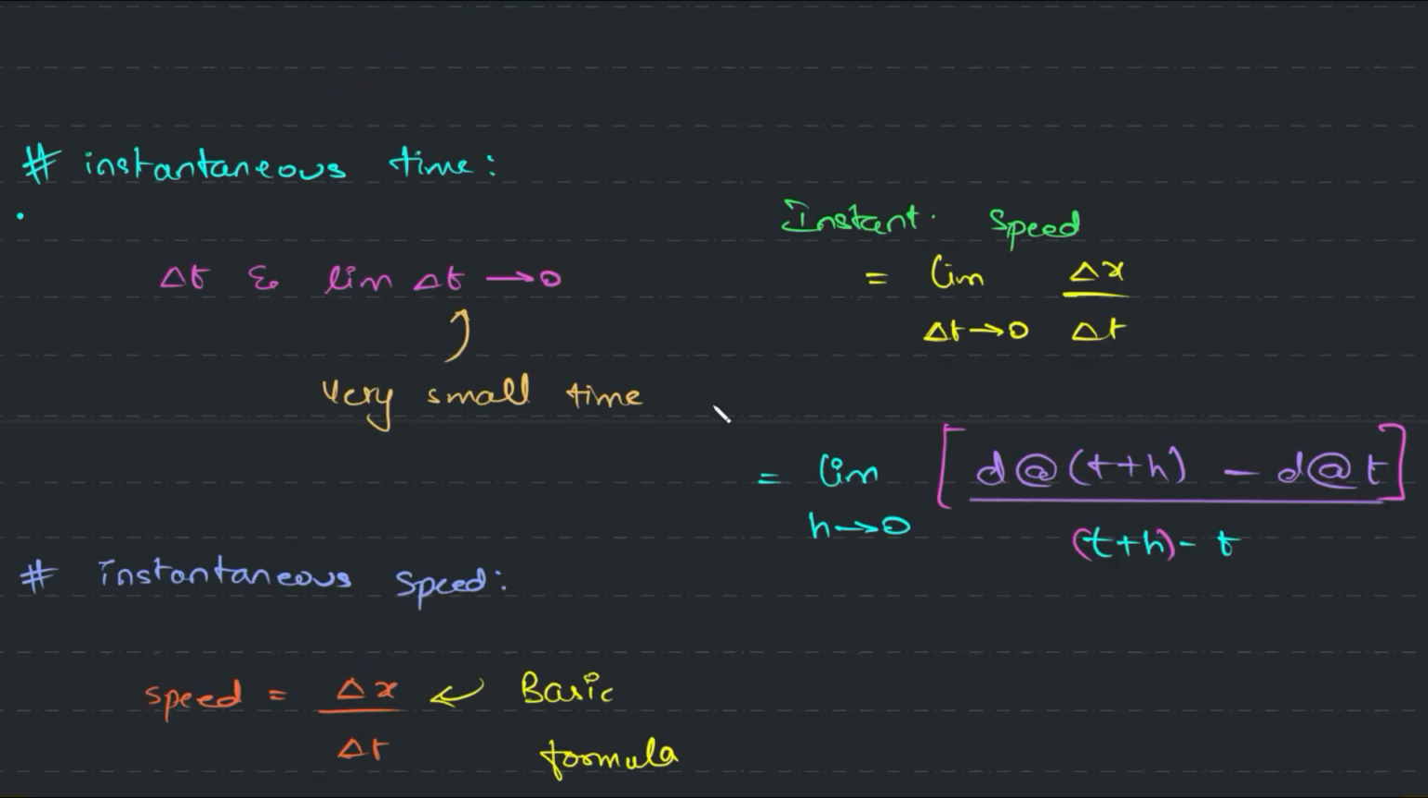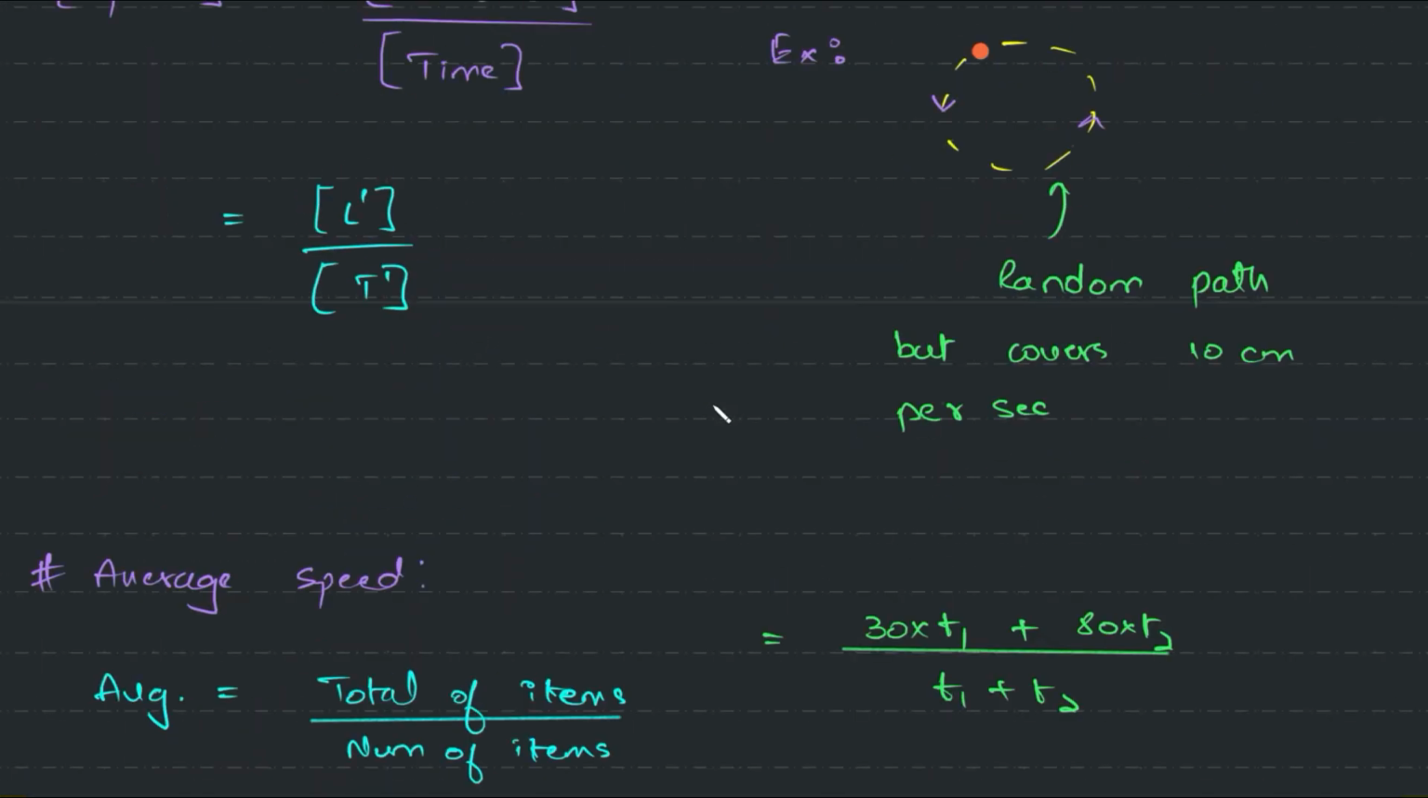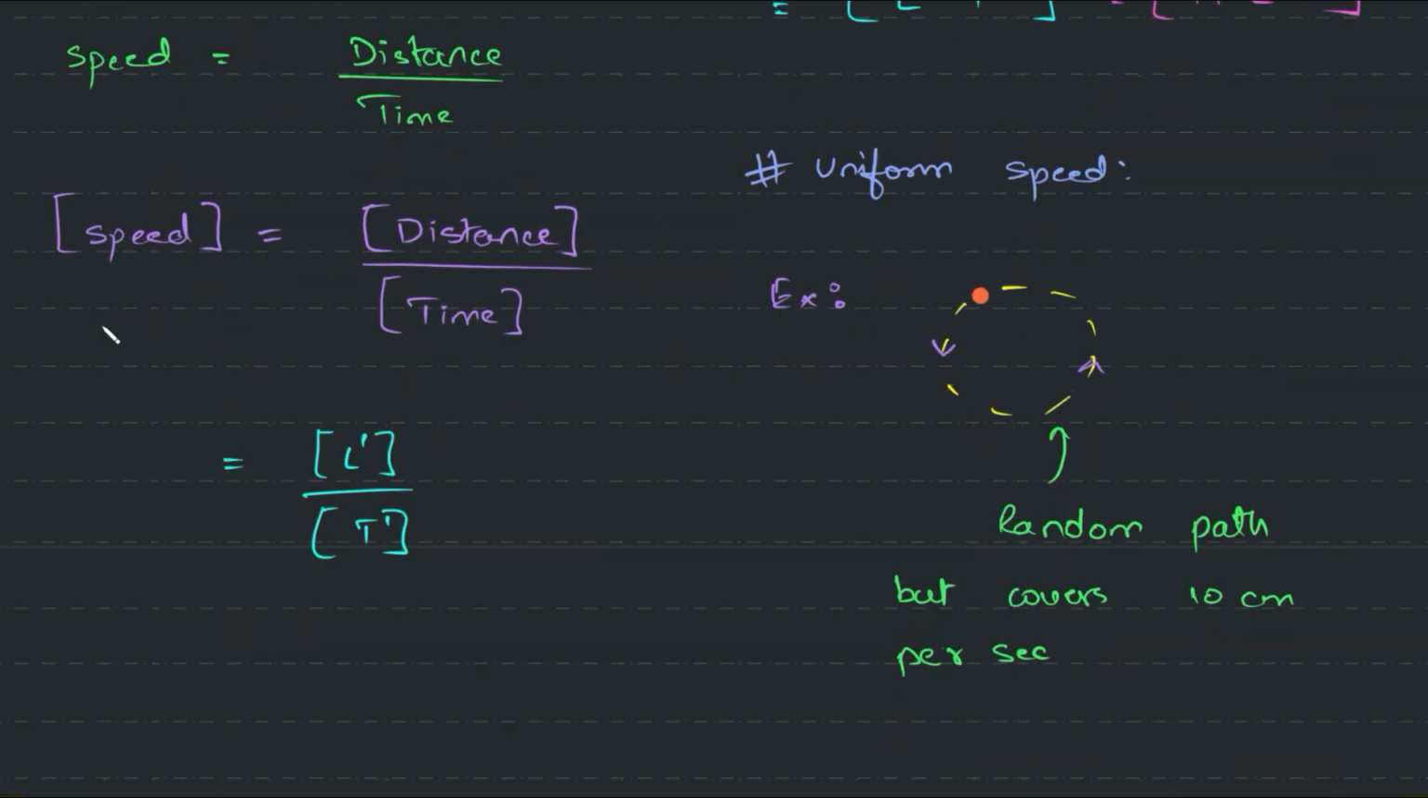I don't have space. Average speed I have. Uniform speed is what I want to discuss. Okay, I don't have space.